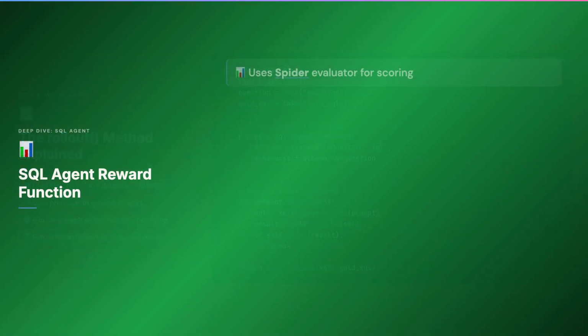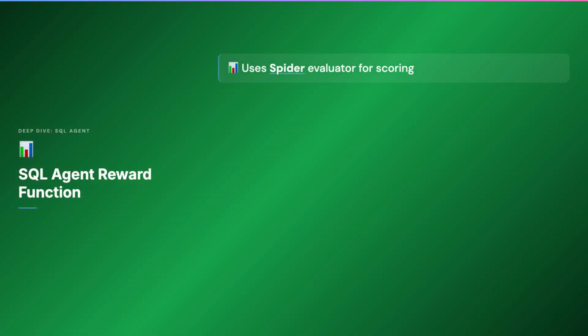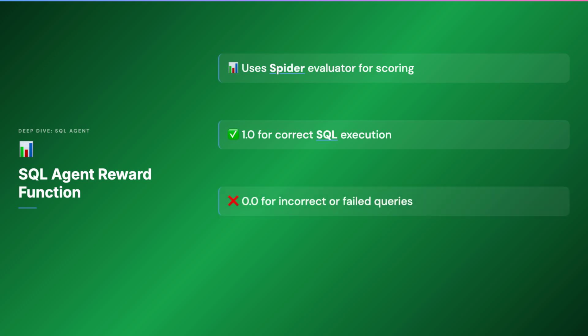The reward function uses the official Spider evaluator for scoring. A reward of 1.0 means the generated SQL produces the correct result set when executed. A reward of 0.0 means the query failed or produced wrong results. Importantly, it compares result sets rather than SQL text, so different but equivalent SQL queries both receive full credit. This execution-based evaluation is more robust than string matching.